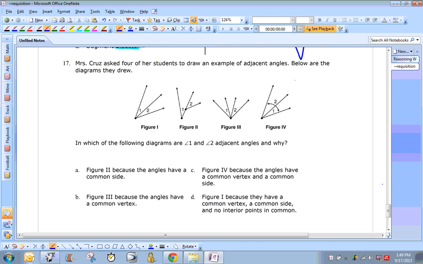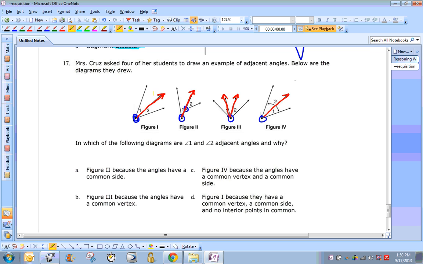Alright, last question. Can you tell me if they're adjacent? All you have to do is go through each figure to see if they're adjacent. Now, if they're adjacent, they share a vertex. Okay? If they're adjacent, they also share a common side. They're touching. Okay, and they do not overlap.